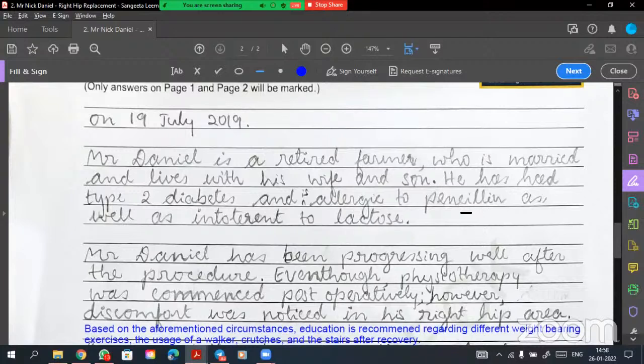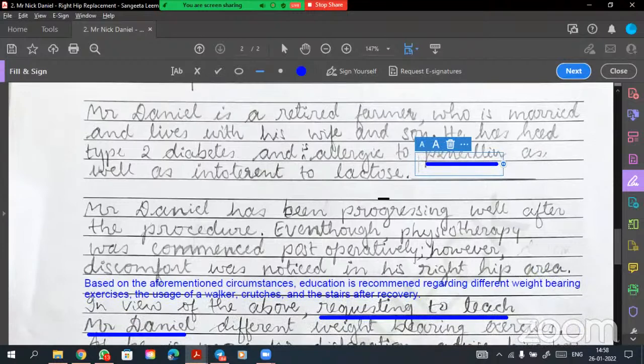Penicillin spelling, you don't know the spelling of penicillin? P-E-N-I, penicillin, as well as intolerant to and is allergic to penicillin, as well as, I don't understand the sense here. He has had type 2 diabetes and is allergic to penicillin as well as lactose.